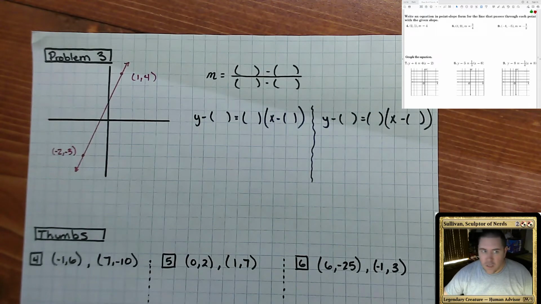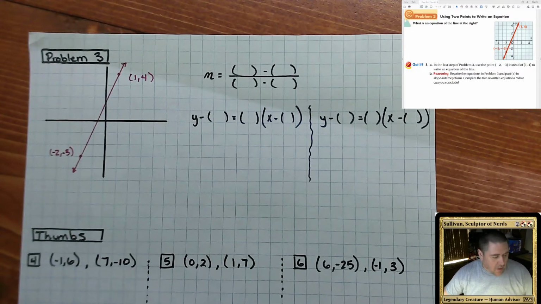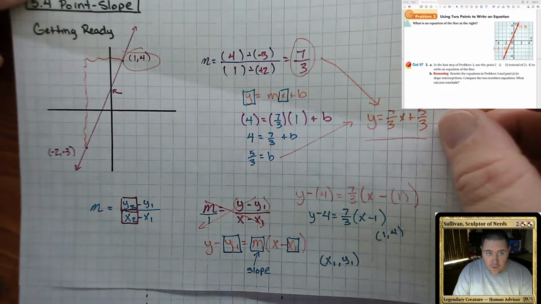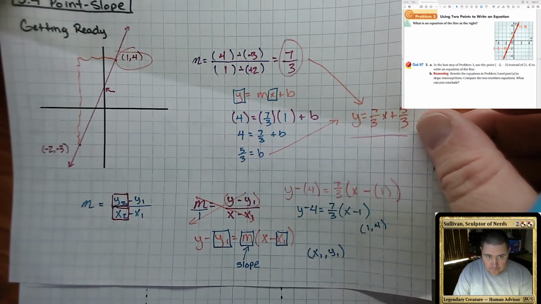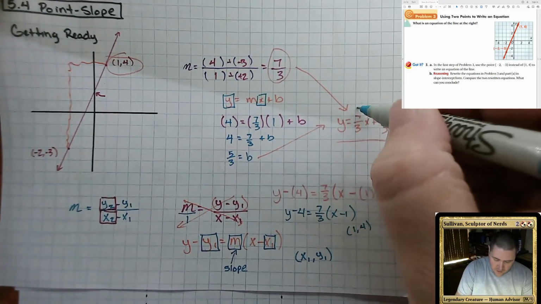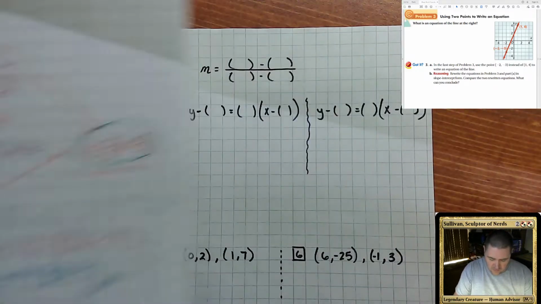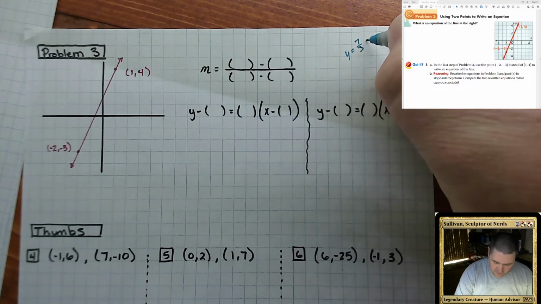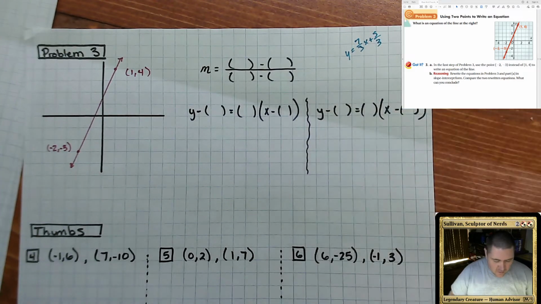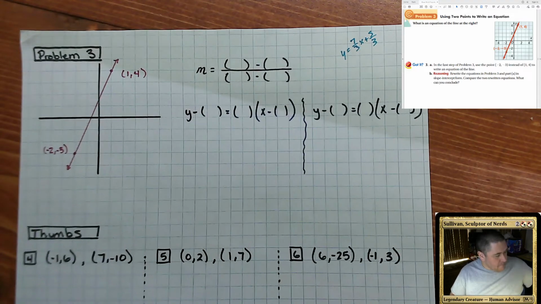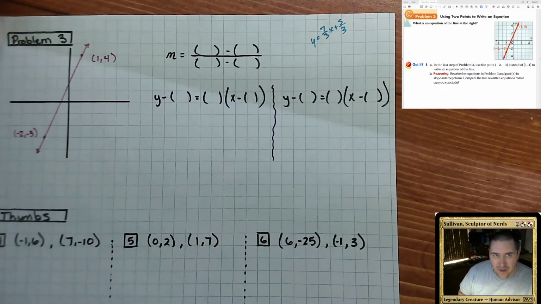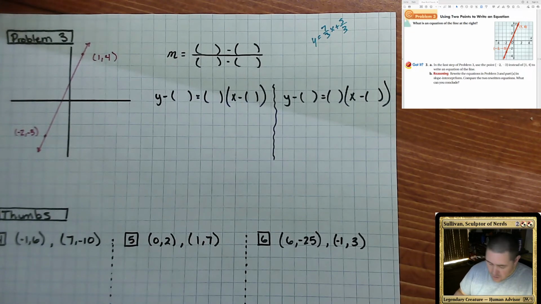Problem 3 brings back that very first problem. See, it's the exact same thing. And they say, what's an equation for this line at the right? Now, we already know at the end of it, we're going to have y equals 7/3 x plus 5/3, which is pretty ugly. But what if I told you you don't have to do that? You don't have to go to slope-intercept if you don't want to.